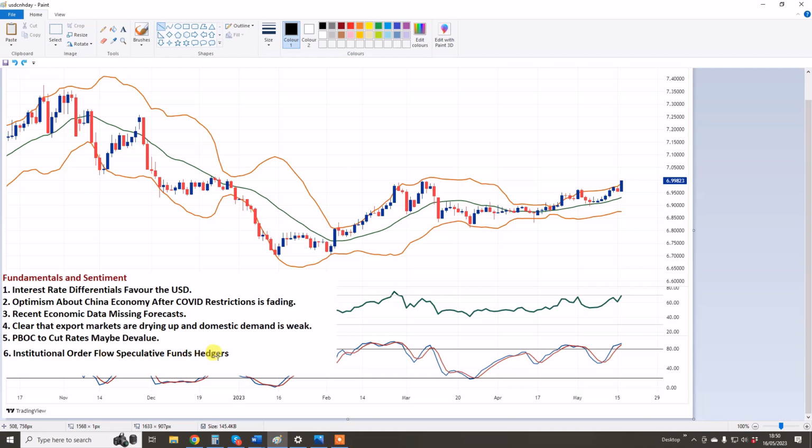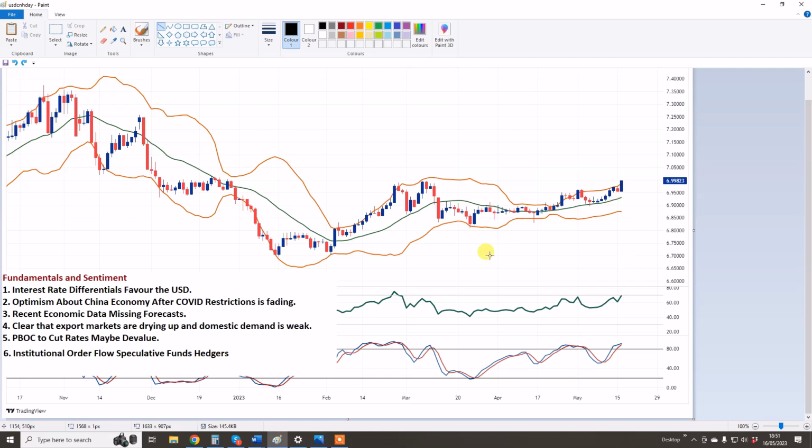Institutional order flows, speculative funds, hedgers. Where are their orders? Where are stops? Where are sell orders and buy orders in this pair? They're clustered around a level. And if you look at institutional research, you'll see a large majority all focused on one level. So if it gives way, the USD could soar higher.